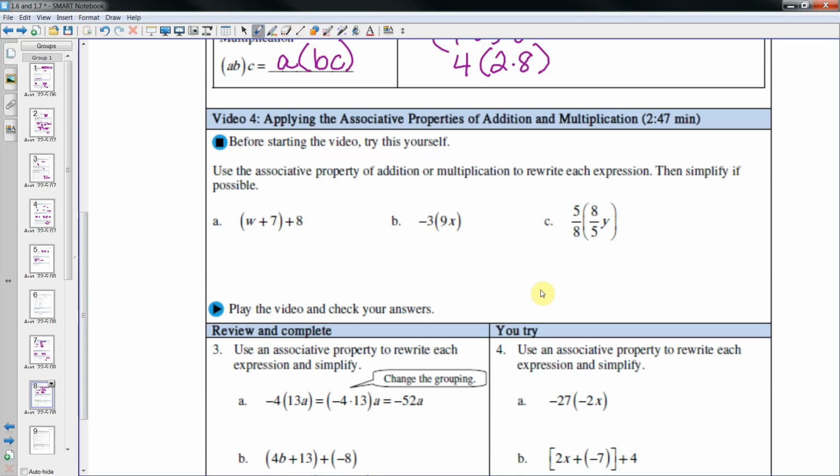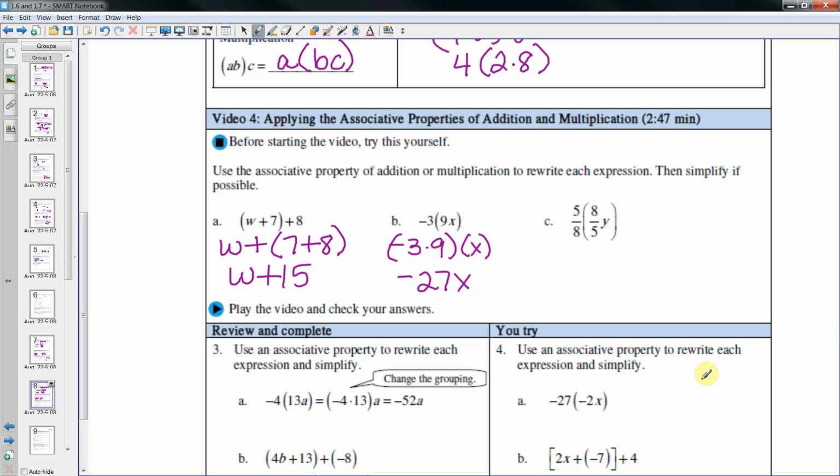All right, so we're going to use the associative property. W plus, let's put the 7 plus 8 in its parentheses, and then simplify it if you can. 7 plus 8 is 15, so W plus 15. Negative 3 times 9x, you could do negative 3 times 9. Put those together, and then have an x on the outside. Negative 3 times 9, that would be negative 27x if we simplified it.